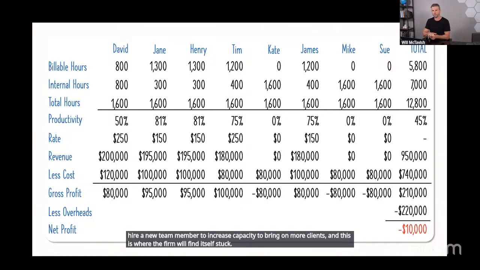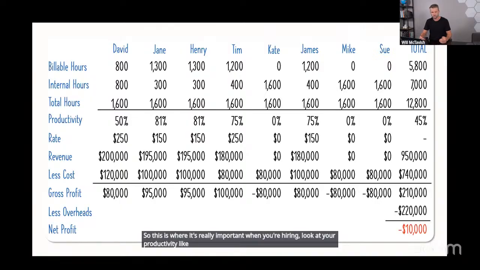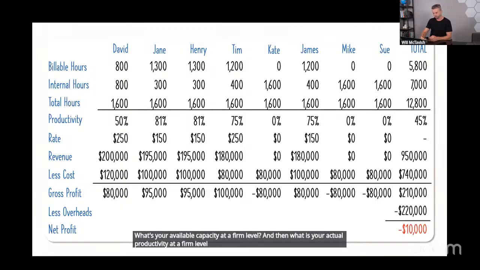So this is where it's really important when you're hiring to look at your productivity. What's your available capacity at a firm level? And then what is your actual productivity at a firm level? If your firm level productivity is under 50%, you really need to look at other ways to reduce the administration in your firm rather than just hiring more administrators. Because once we arrive in that situation, it can be very hard to climb out.